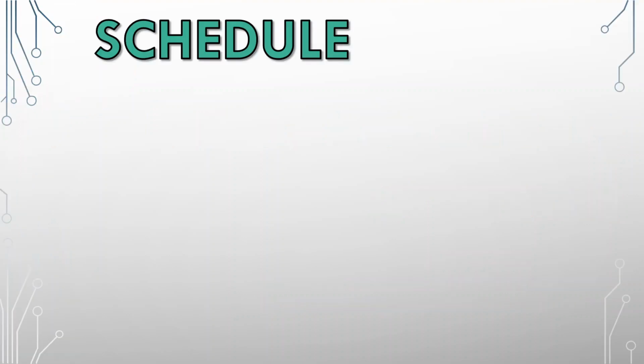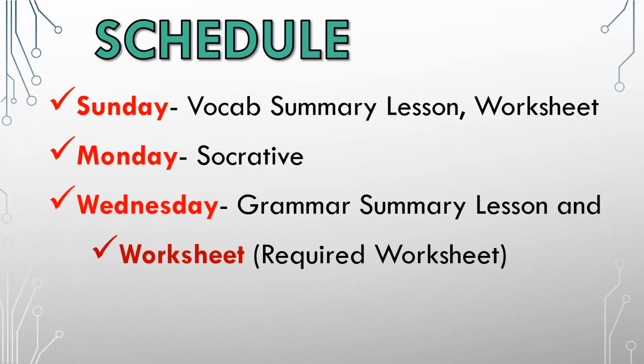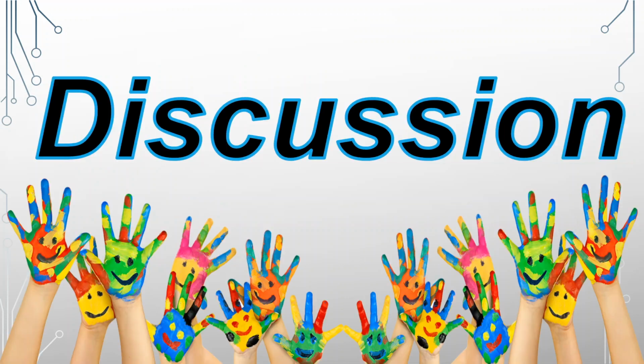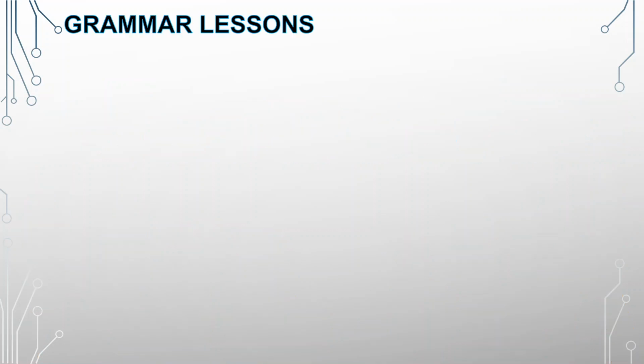So this will be our schedule for today. We finished Sunday, vocabulary summary. You finished also Monday, Socrative assignment. And today is Wednesday, and we're going to talk about everything we covered on grammar, summary lesson, and you're going to answer today's required worksheet, and you are going to send it to my email. So let's go to the discussion for all grammar lessons.